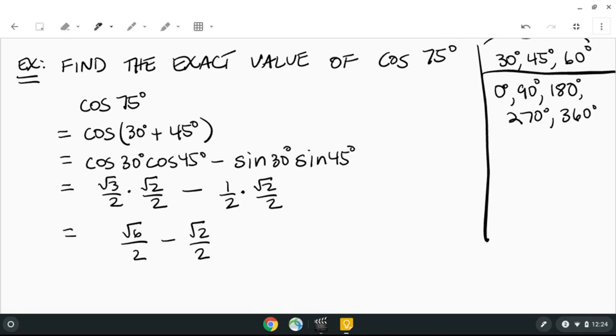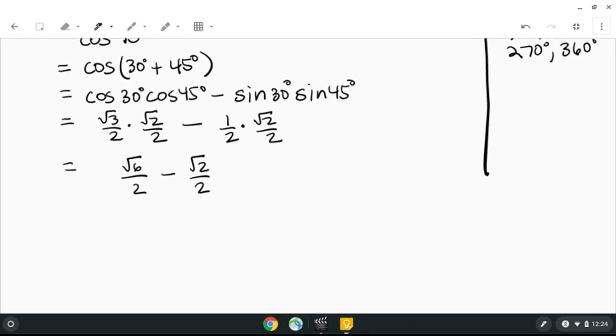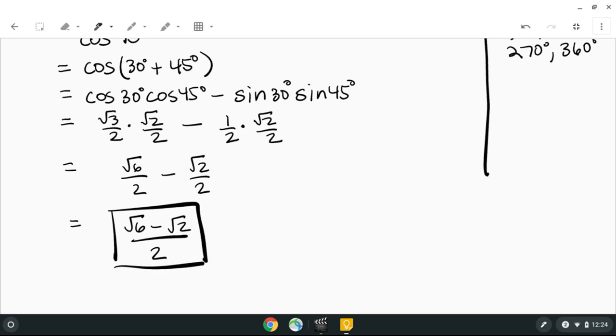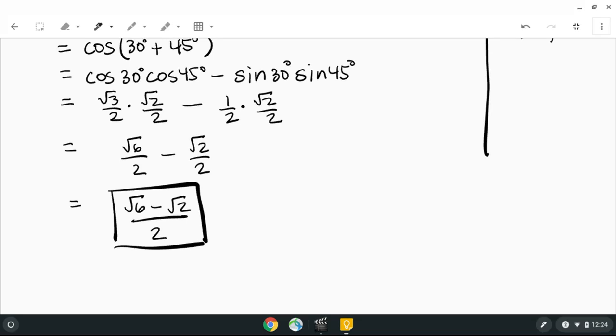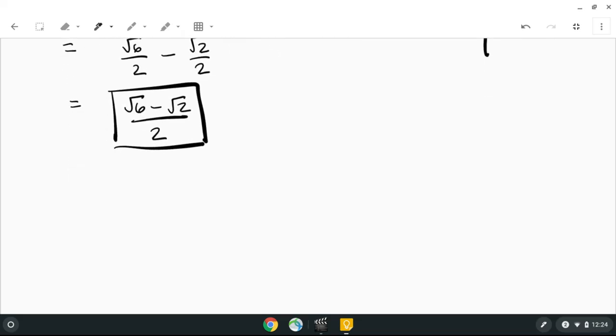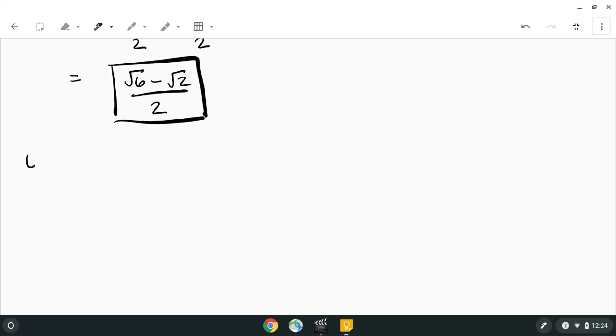And it says to find the exact value, so I'm not going to punch that into my calculator. I will just leave it as square root 6 minus square root 2 all over 2. Okay, if it says exact value, just leave the radicals. Okay, all right, let's take a look at another one.